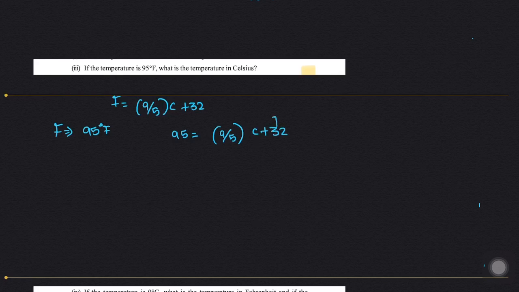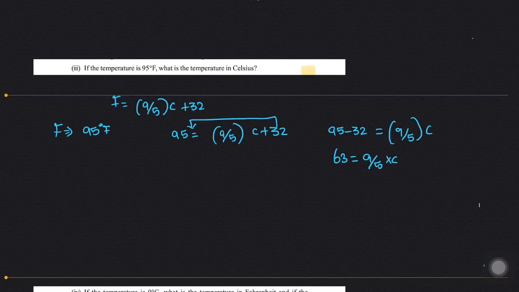So just move this term to the left side. So 95 minus 32 is equal to 9 by 5 times C. After cancelling, we are getting 63 is equal to 9 by 5 times C, but we need C only. So just move it to this side. So C is equal to 63 multiplied by 5 divided by 9.